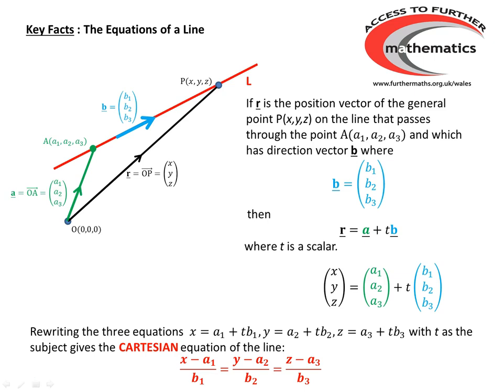And this gives us the Cartesian equation for this line, which is that (x minus A1) divided by B1 must take the same value as (y minus A2) divided by B2, which must take the same value as (z minus A3) divided by B3. So we've got the Cartesian format for the equation of a line, and we have the vector format for the equation of a line.